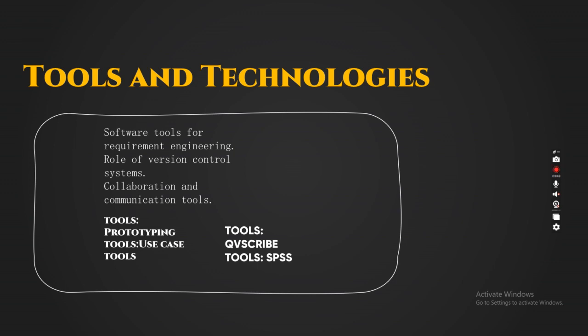Now, tools for requirement elicitation are prototyping, use cases, workshops, and meetings with the client. Now, what are the tools for requirement elicitation analysis? To check that our elicitation was good or not, we will use these two tools, QScribe and SPSS.